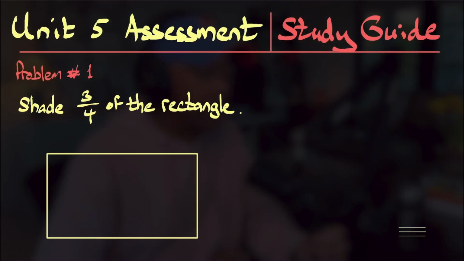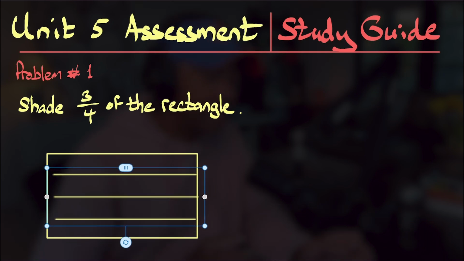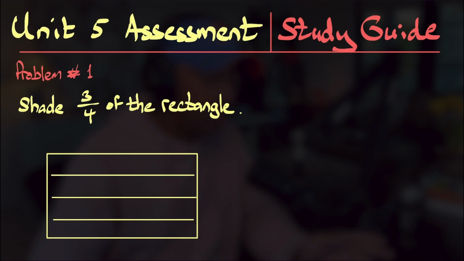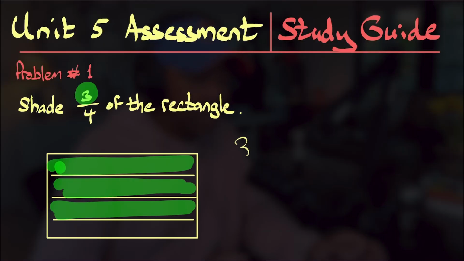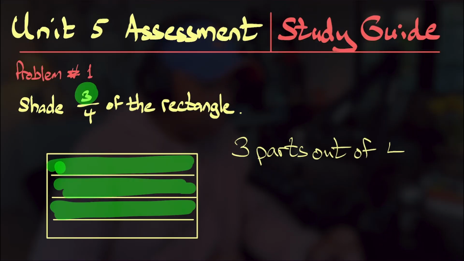I'm asked to shade 3/4 of a rectangle. I know that 4 means I've got 4 equal parts of a whole. My numerator being 3 means I need to shade 3 out of those 4 parts. So one part's going to be left blank. That's the 1/4 that would make it a whole.